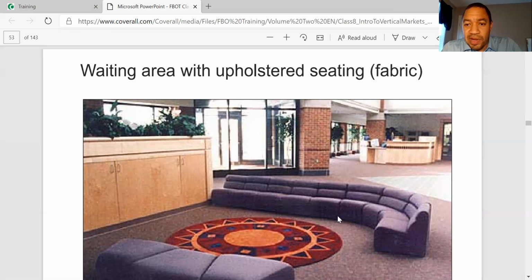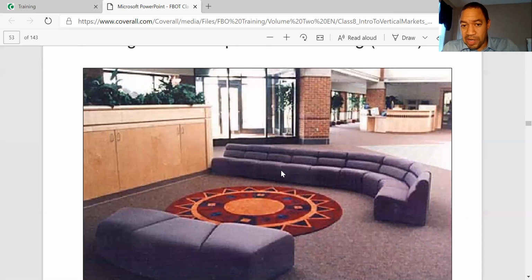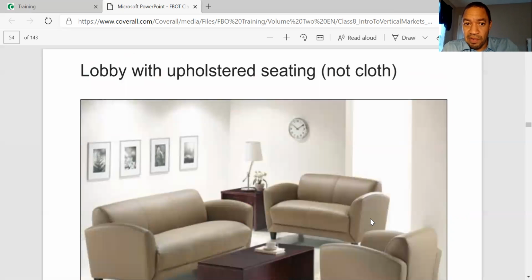Here's more like a hotel or restaurant lobby, where you see the big piece of furniture right here with the rug in the middle, and the carpet here. So this is a section right here that you possibly could clean the chairs if needed. Maybe spots on the floor, that might be something to look out for too.